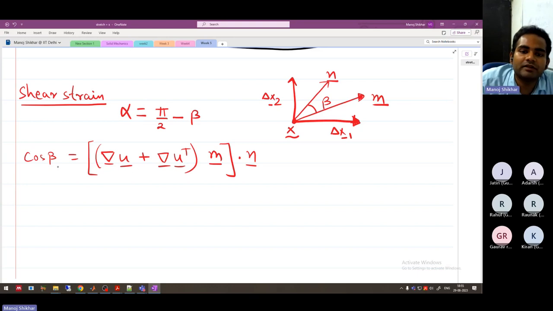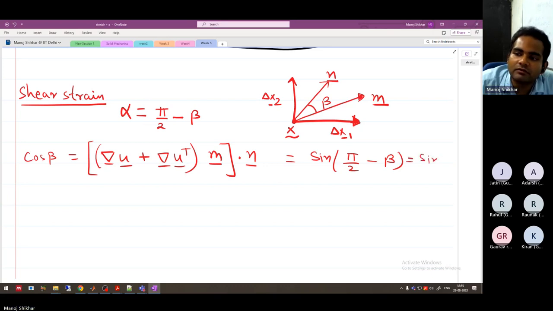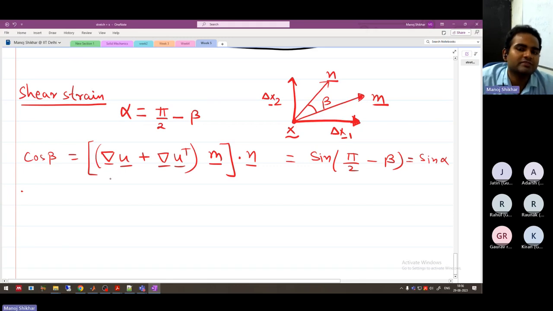So we can replace cos beta by what? We can replace it by sine of pi by 2 minus beta, or 90 degree minus beta as written by the professor in the lecture. And sine of pi by 2 minus beta is what? This is sine alpha. Now, one thing to keep in mind is that gradient of u is of very small order compared to 1. So this quantity itself is very small. This means sine alpha is very small.